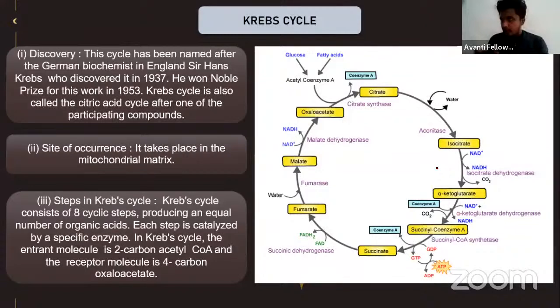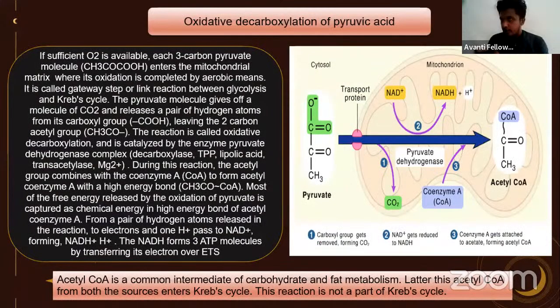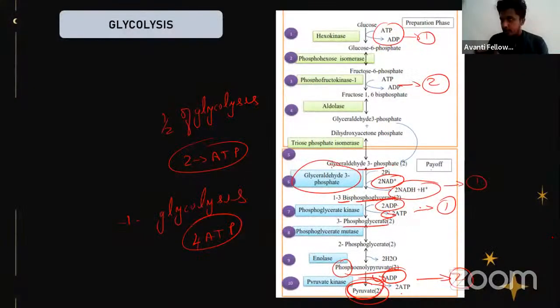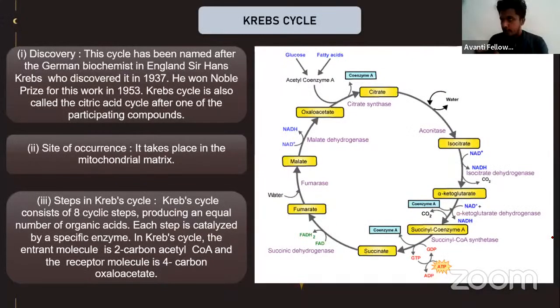Here, pyruvate is converted into acetyl. So acetyl forms a bond with CoA. You can see here, coenzyme A gets attached to the acetate, forming acetyl CoA. Now this acetyl CoA is transported to the mitochondrial matrix. Now, what happens to the fate of acetyl CoA, which is the pyruvic acid that was converted into acetyl CoA? That is what is represented by the Krebs cycle. So after glycolysis, we have to study the Krebs cycle, the next phase of how energy production takes place.